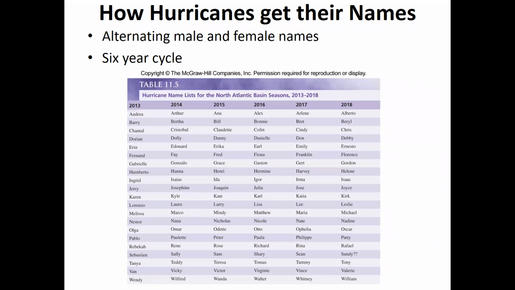So how do hurricanes get their names? They use alternating male and female names, and it's a 6-year cycle. After 6 years, they repeat them. Some of these names might seem familiar to you. Sometimes if there's a really notable hurricane, they will retire that name. And so Sandy, I don't know if they're going to use Sandy again. It might be retired because of its impact.